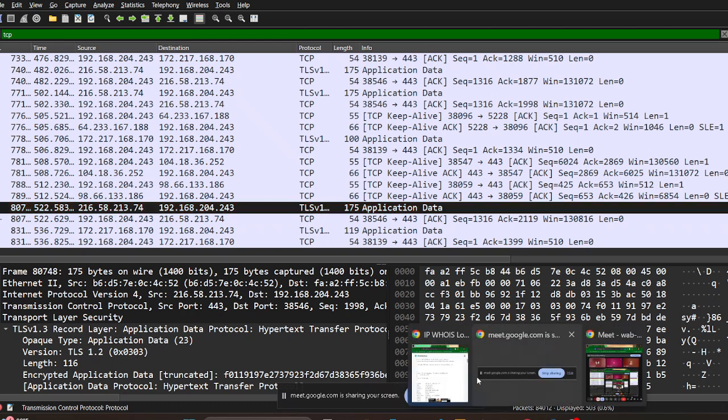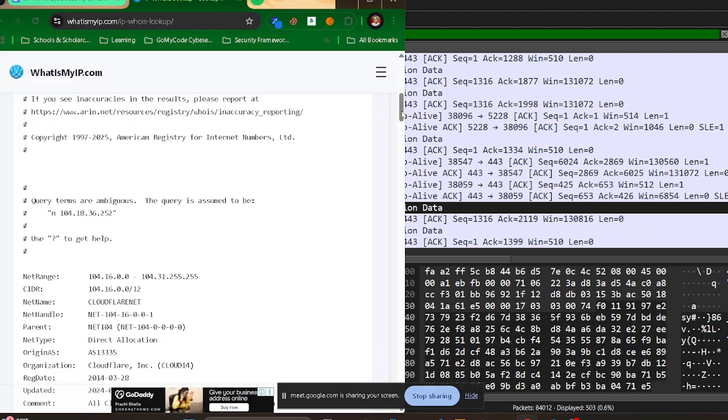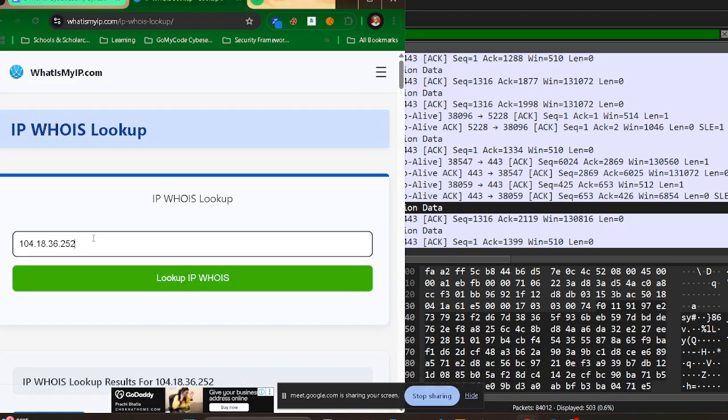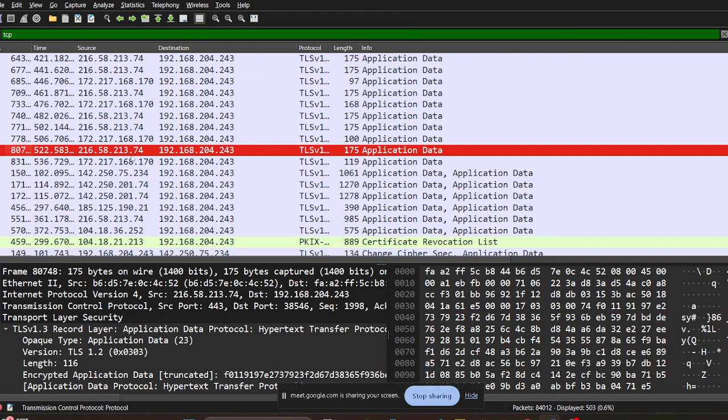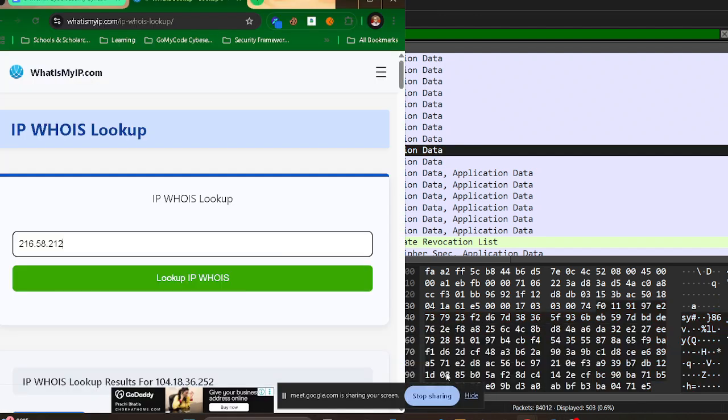216.58.213.74. Let's see this one. 216.58.213.74.